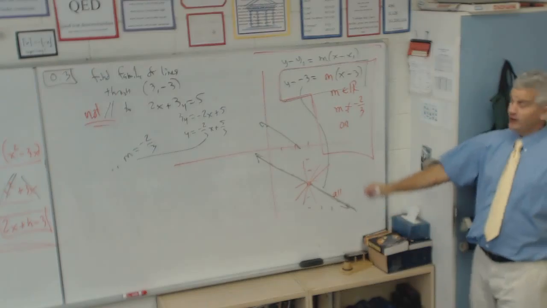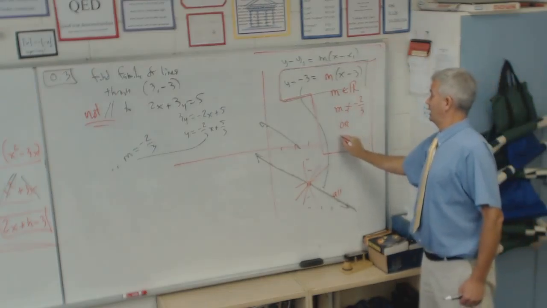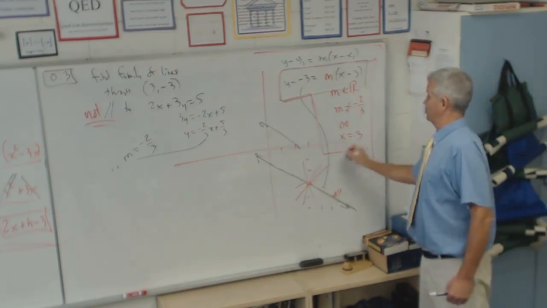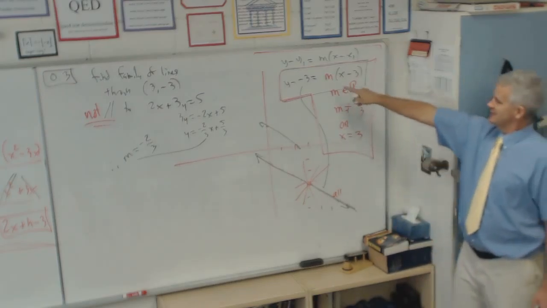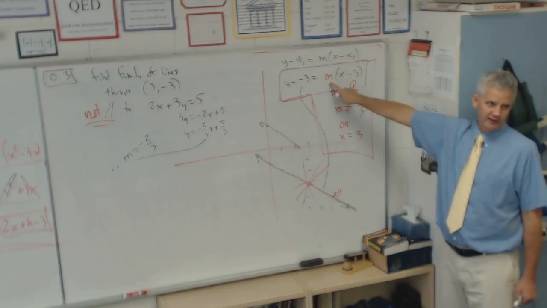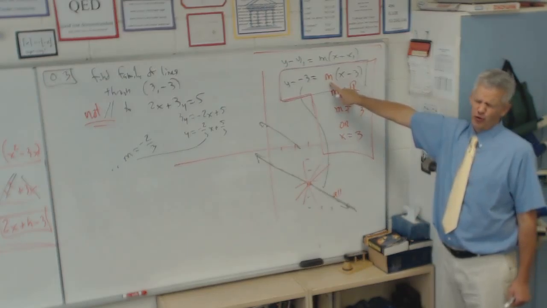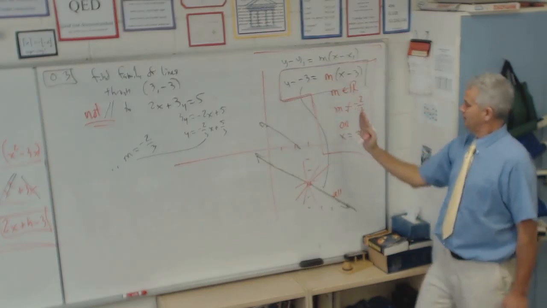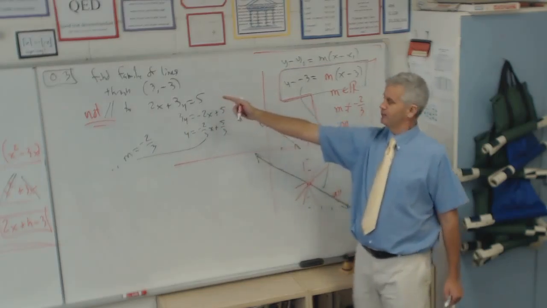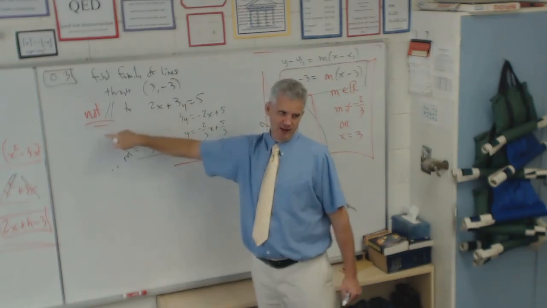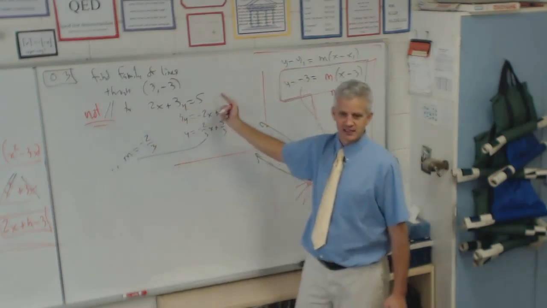Or the family could include the vertical line x equals 3. You want to specifically say that line, because point slope form does not allow for a vertical line, but the vertical line was legit. It's a line through (3, -3) which is not parallel. So now it's a family thing. That's more reasonable.